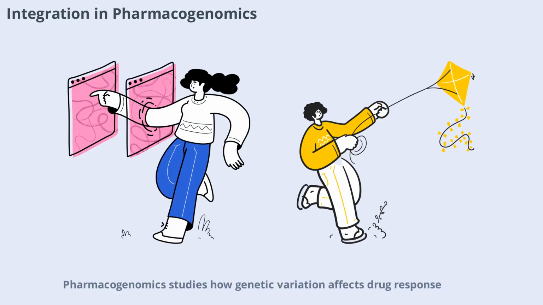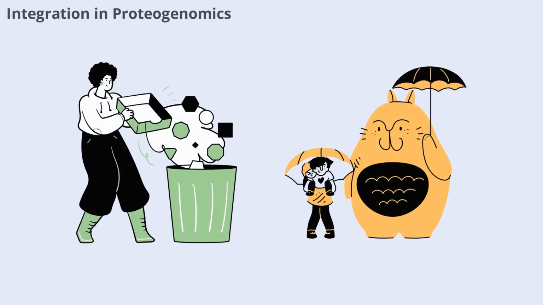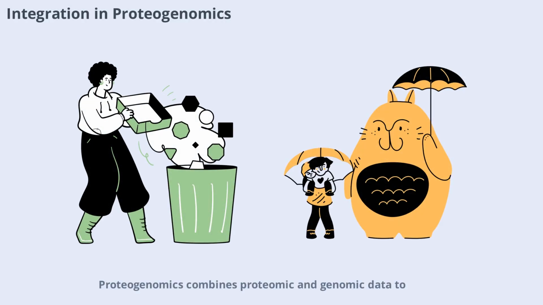Pharmacogenomics studies how genetic variation affects drug response. Integrating genomic, clinical, and pharmacological data helps identify which patients will benefit from specific treatments, reducing adverse effects and improving outcomes. Proteogenomics combines proteomic and genomic data to improve gene annotation and discover novel proteins.